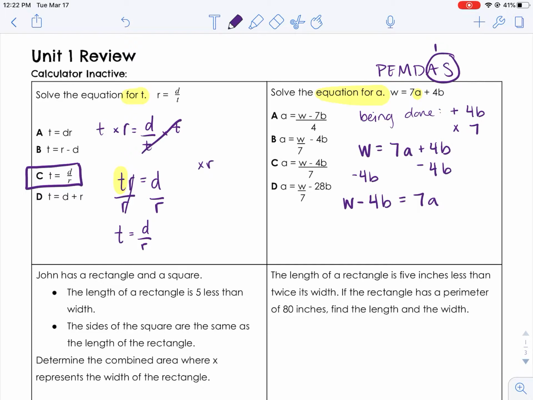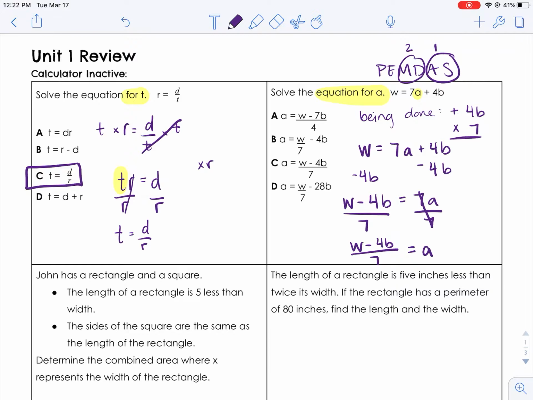Okay, and we're still trying to get a by itself. So we're going to try to undo that multiplication. The opposite of multiplication is division, and that's our next step, is multiplication and division. So we're going to divide by 7 on both sides. Again, 7 divided by 7 is just going to give us 1a. Okay, so then we get w minus 4b over 7 equals a. And remember, we're solving for a, so once a is by itself, we are good to go.